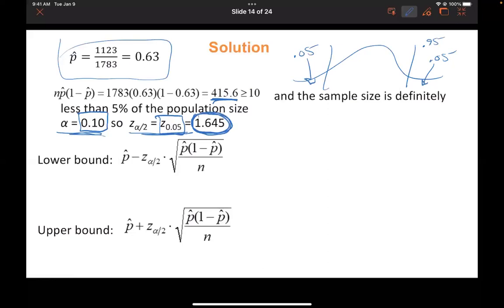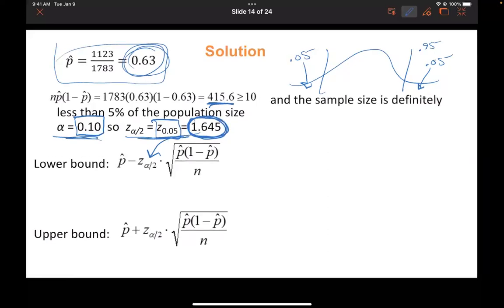Okay. So for my lower bound, I'm going to take this Z score right there, and I'm going to multiply it by the new standard deviation. Then I'm going to subtract it from our sample proportion, which is our p-hat, not population.